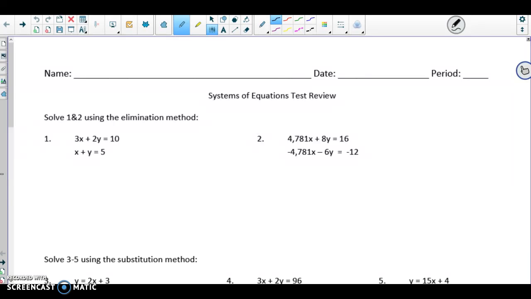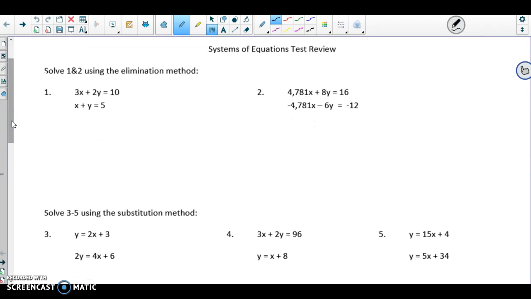All right, here's a systems of equations test review. Ready for the test. First two, they want us to solve using the elimination method. Remember, the elimination method is getting rid of one of them, trying to make it match.